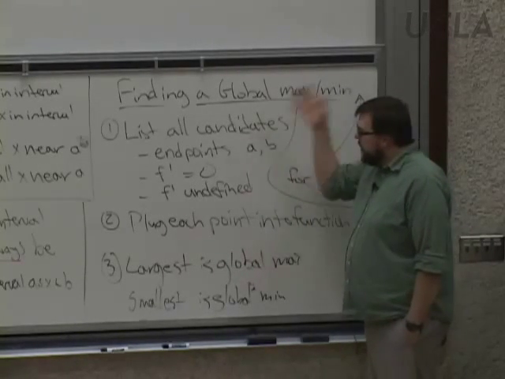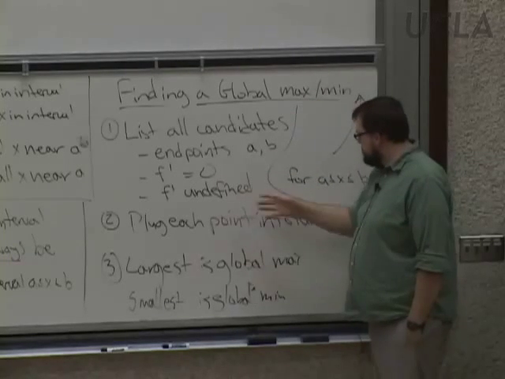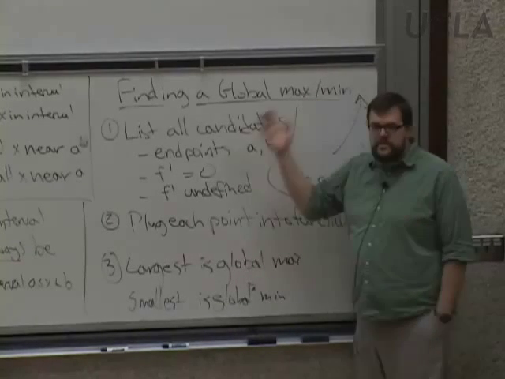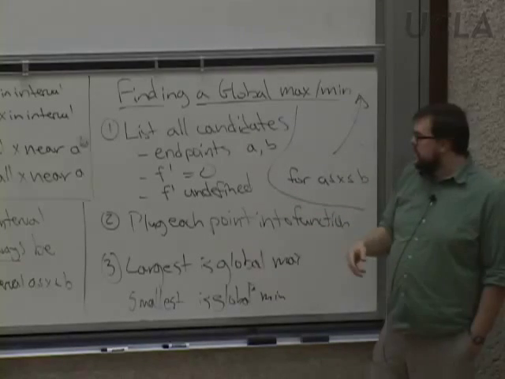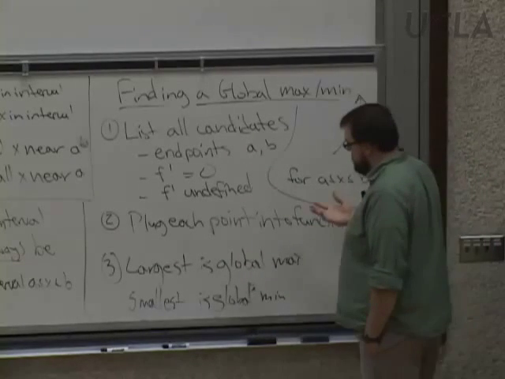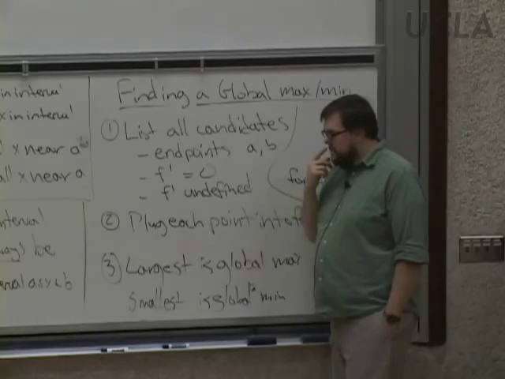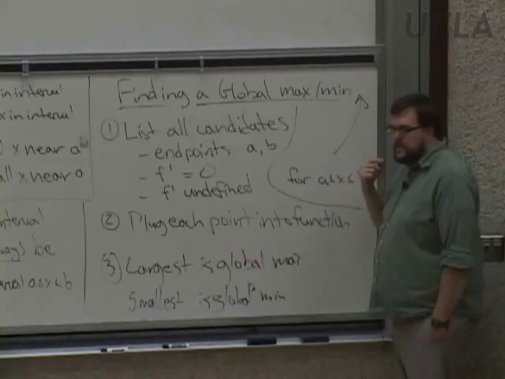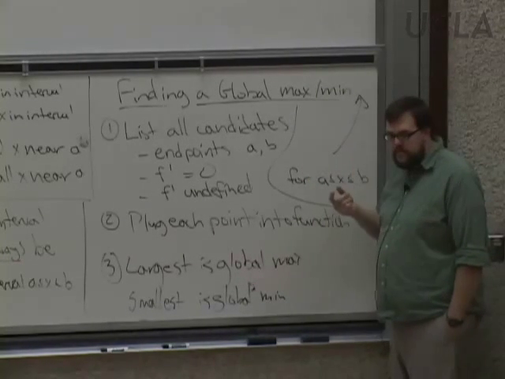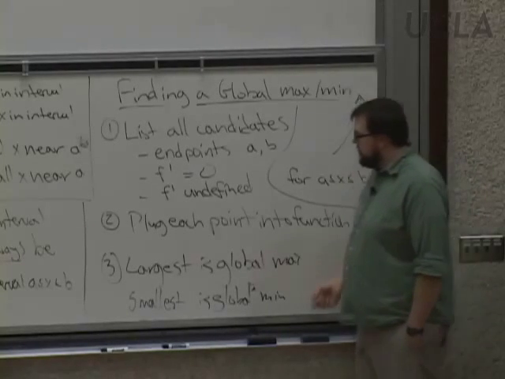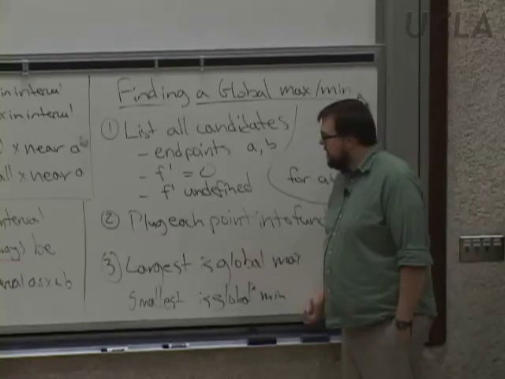Well, now we have a list where it could happen. We plug each point into our function. So we have a list of x values. We plug all the x values into our function. At the end, we have a list. And now what we do is we look at our list and we say, well, the largest value in that list is the max, and the smallest value in that list is the min. And that was the basic idea.